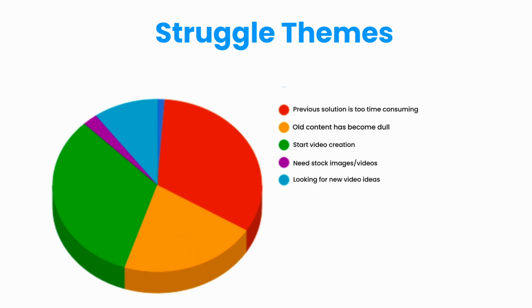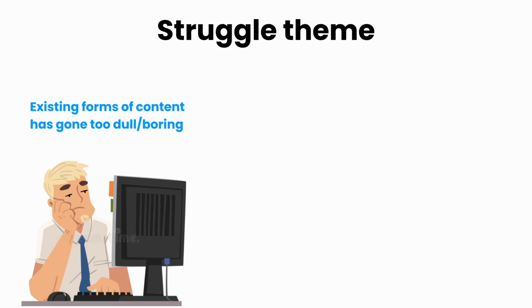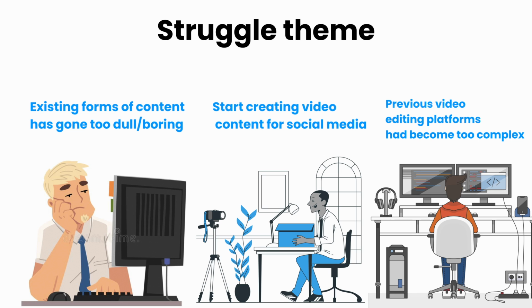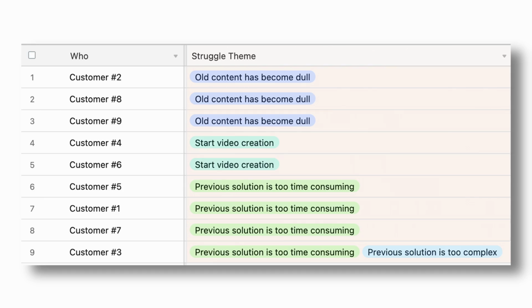Now we want to parse our data and only look for the top 3 or 4 struggle themes. So for our solution, the 3 top struggles seem to be, 1, that the customer's existing forms of content had become too dull or boring. The second struggle is customers who were not using anything before and they wanted to create video content for social media. And the third use case seems that the previous video editing platform had become too complex and time consuming for their purposes.